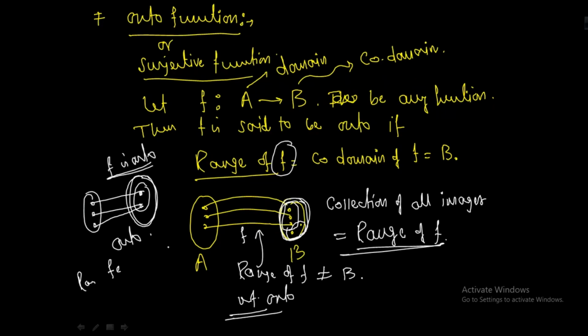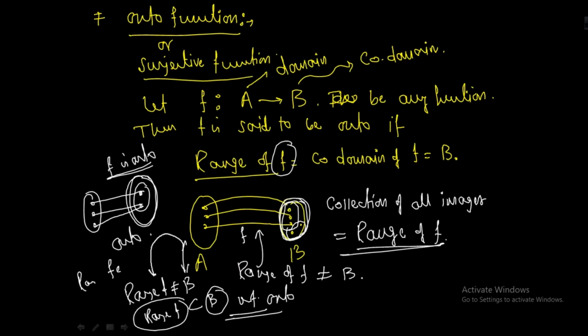If we see at least one extra element in the codomain such that this element is not included in the range, that means if range is not equal to B, that means if range is a proper subset of B, that means fully contained in B, then we say f is not onto. If we see some extra element in the codomain which is not included in the range, then we say range is not equal to the codomain, hence the function f is not onto.